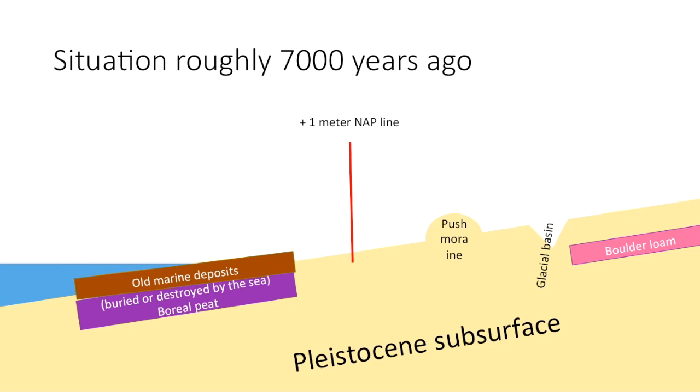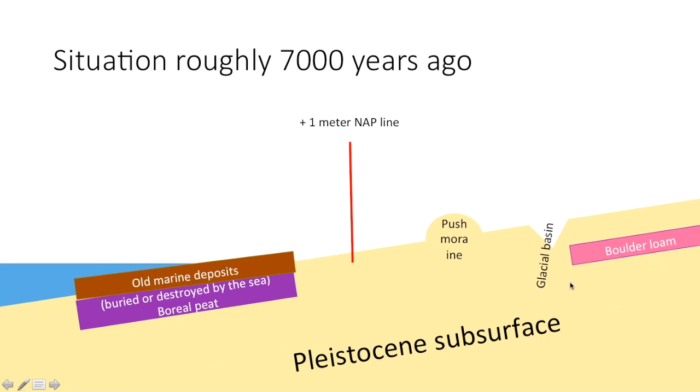And this is the situation roughly 7,000 years ago. There is boreal peat, buried or destroyed by the sea, over here. There are some old marine deposits on top of it. The sea level transgression is almost done. The Pleistocene subsurface over here, not a lot has changed, except maybe the trees that start to grow. Maybe the tundra is completely gone now and you have a boreal forest, or maybe already even a deciduous one. And there's also some peat growing here, by the way. I didn't bother to put it down. But there's also some peat, like the Grote Peel, or in Drenthe, there are a lot of peat colonies as well. But this is our main cross-section now.